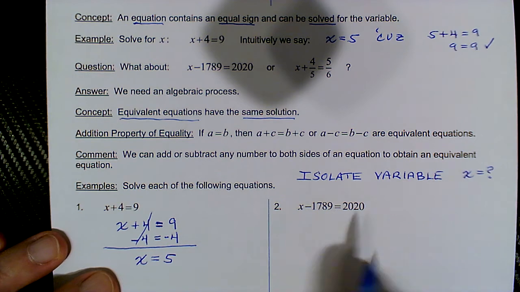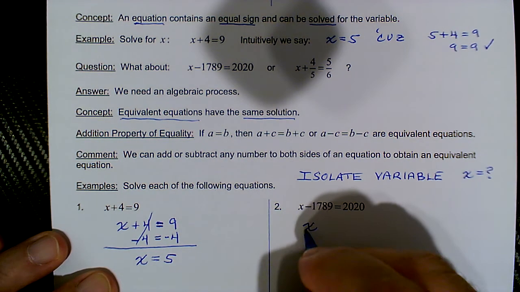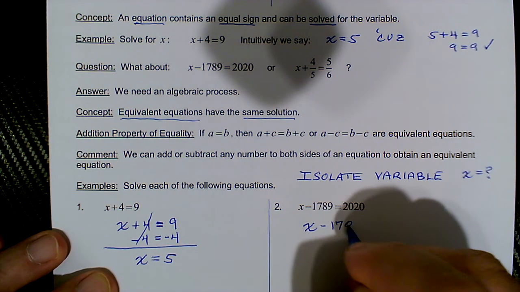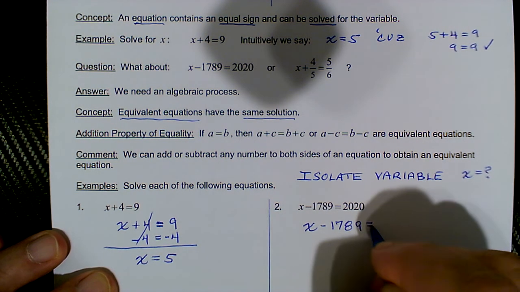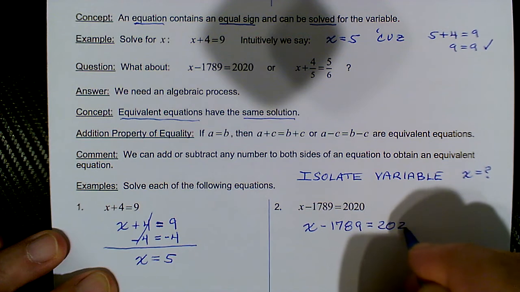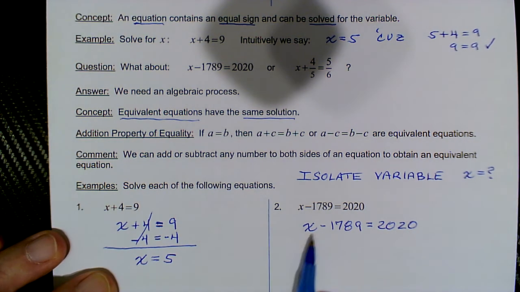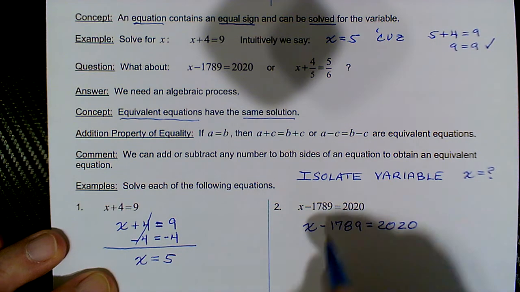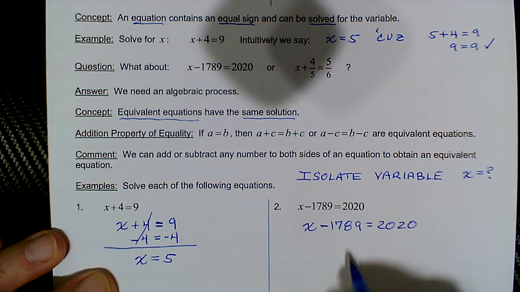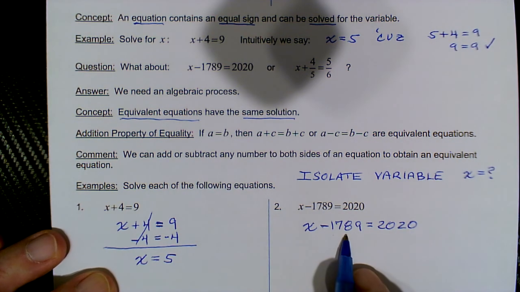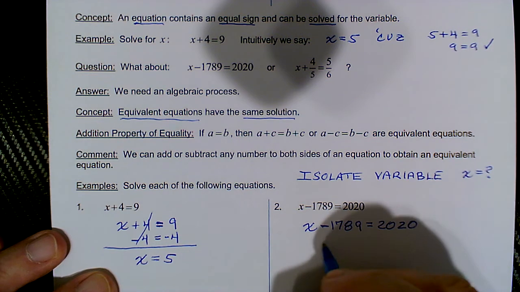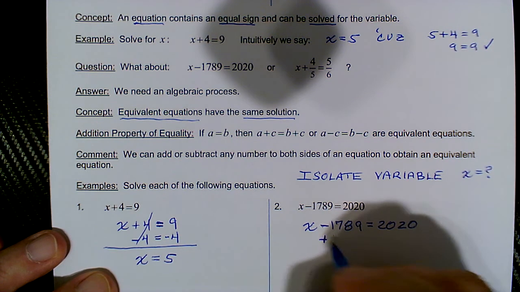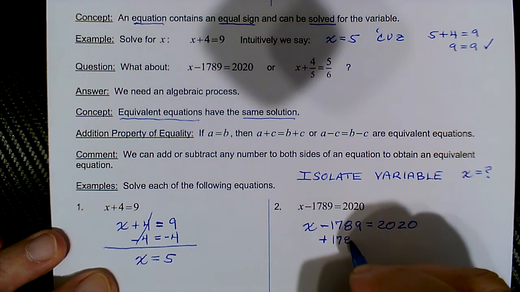Okay, I'm going to recopy again. And the idea is that I want to solve for x. I want to isolate this. I want to get it all alone. I want x equals whatever. Well, I have to get rid of the negative 1789. And to do so, we add the opposite. So to zero it out, now we're going to add 1789.